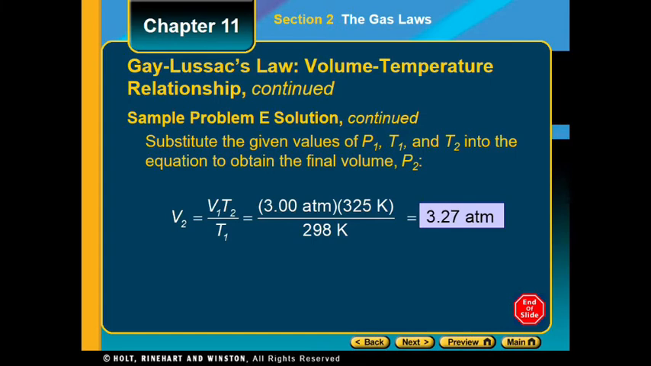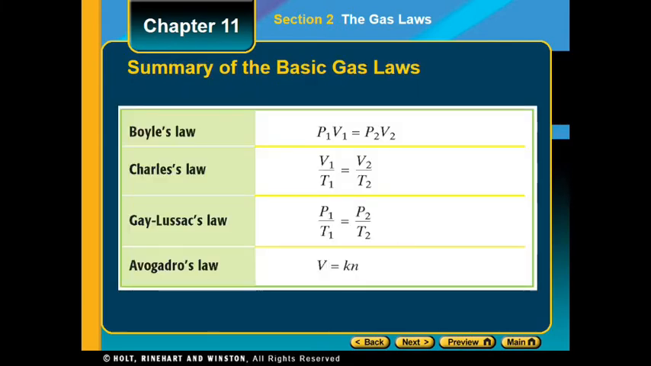Let's go look at a summary of our basic gas laws. So you got Boyle's, Charles', Gay-Lussac's. Avogadro's is thrown in there too. V equals K times N. For Avogadro's law, I feel like we're going to cover that soon. It will be covered in section 3. So the V is volume, K is a constant, N, you will find out what that represents.